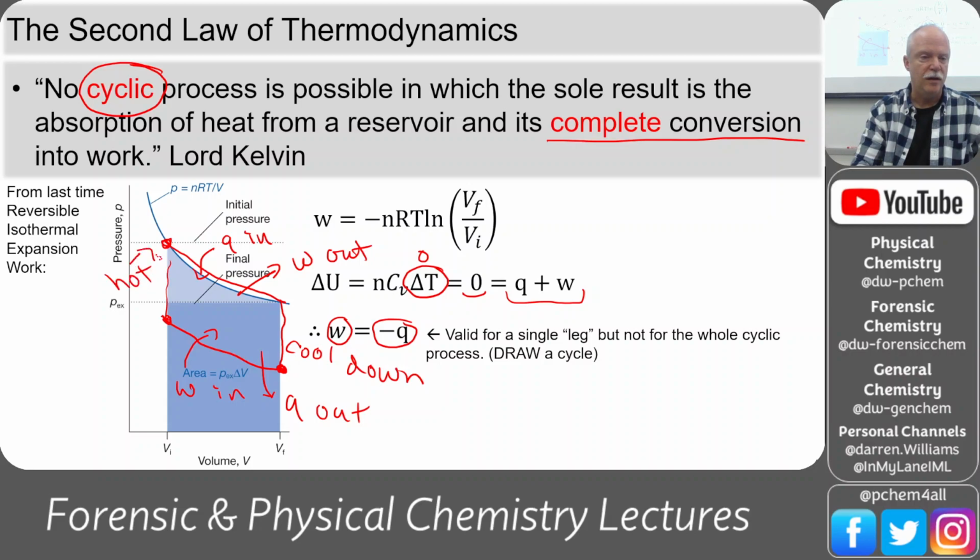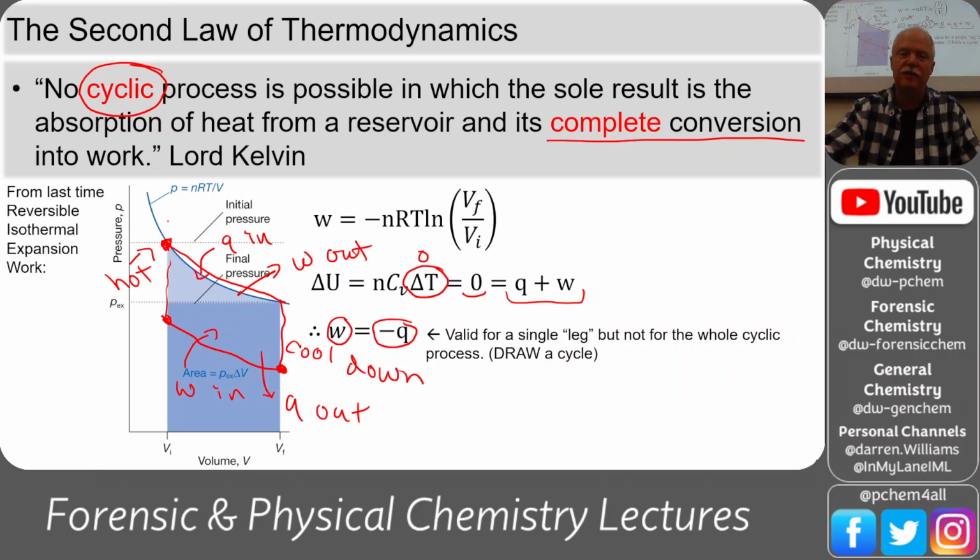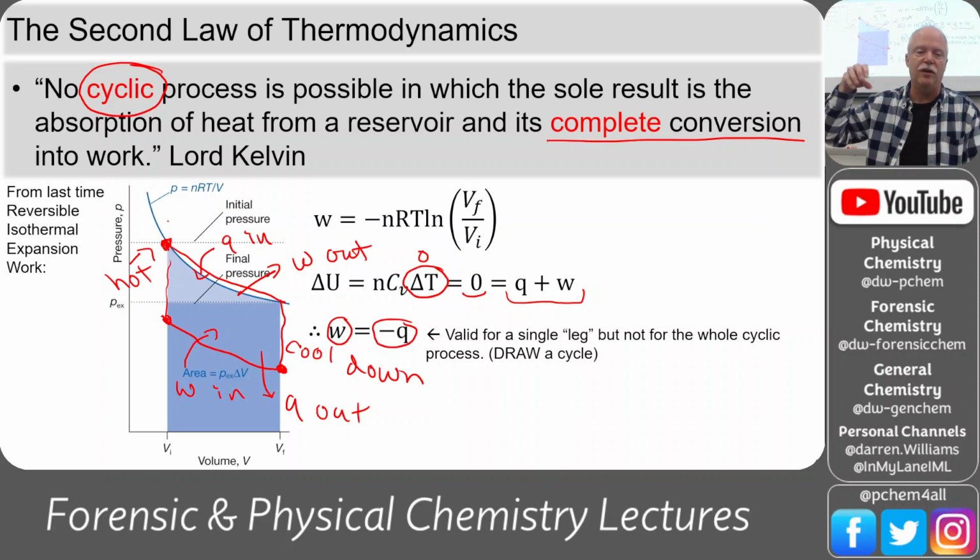Hot. And we're back up at the initial pressure, initial volume. So do you see how this can run as a cycle? And this is what the second law of thermodynamics is saying is impossible, for this to completely convert all the heat that you put in and get rid of and get the same amount of work out.